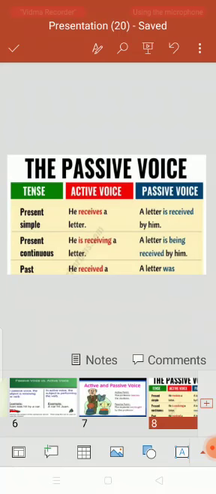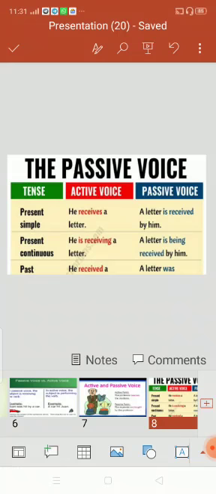Okay students, there are a few tense forms or time periods to show how we are going to convert. For example, the first sentence belongs to present simple: he receives a letter, or you can say present indefinite tense. He receives the letter, and the passive voice will be: a letter is received by him. Present continuous: he is receiving a letter.